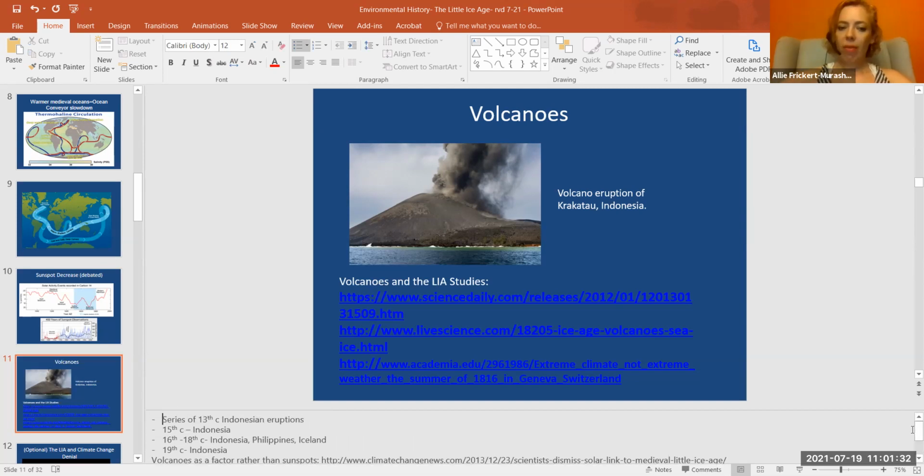I have some articles about this you can look at. The extreme weather that was caused because of the 1816 volcanic eruption, what we call a mega eruption, in Krakatoa here in Indonesia. There's an image.